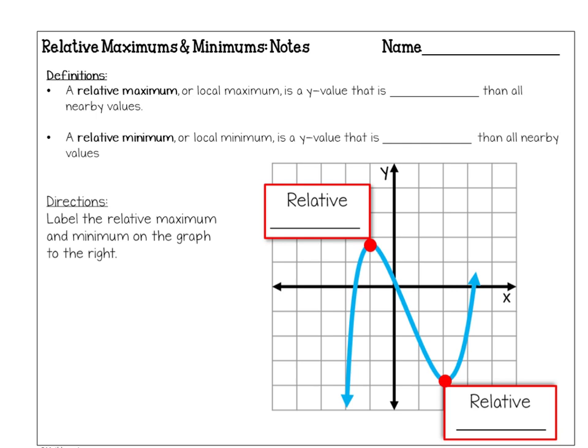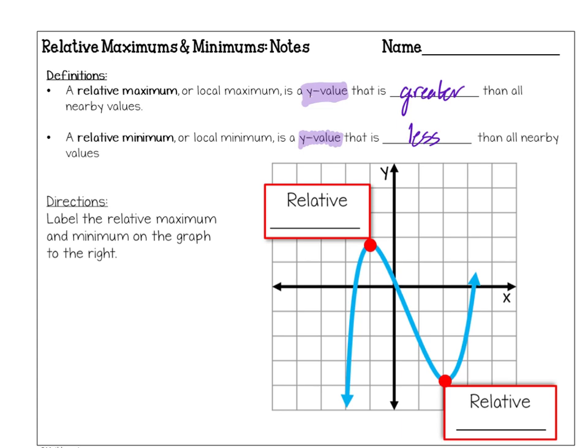A relative maximum or local maximum is the y value. I want to emphasize that. It's the y value, so I'm looking for the y value that is greater than all the nearby values. And then a relative minimum or local minimum is the y value. Again, I'm looking for the y values for my answers, that is less than all the nearby values.